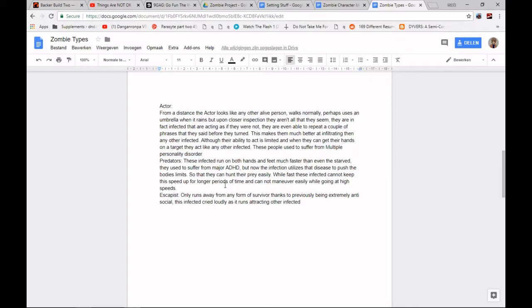Now, the predators. These infected run on both hands and feet, much faster than even the starved. They used to suffer from a major form of ADHD, but now the infection utilizes that condition, let's call it, it's not a disease, to push the body's limits so that they can hunt their prey easily.